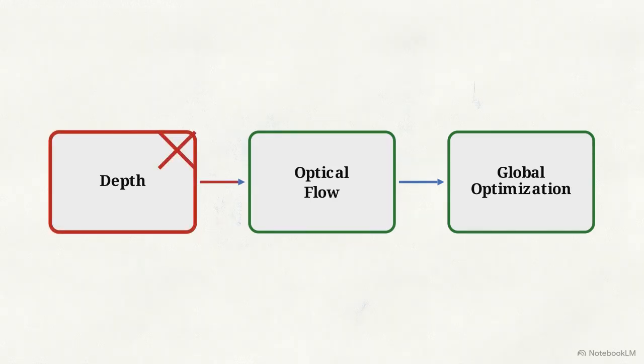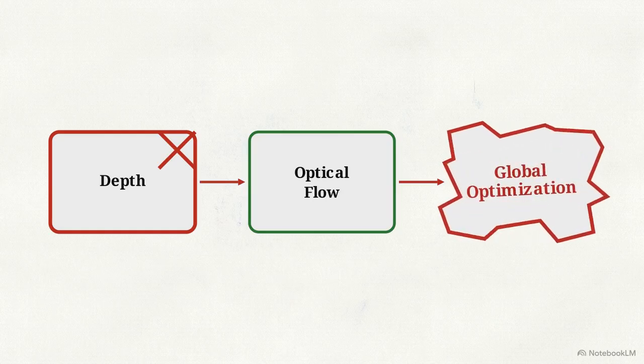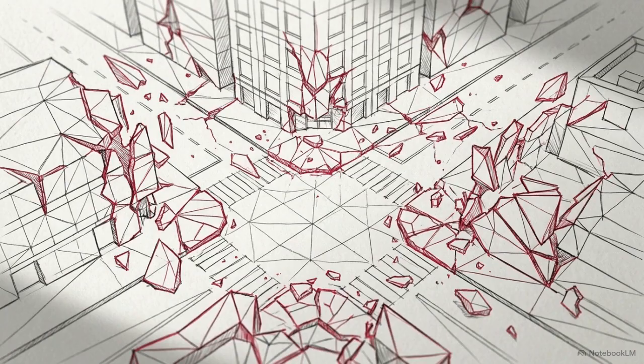But it's vulnerable. If depth estimation stumbles, the error is inherited by optical flow. By final optimization, early inaccuracies compound, outputting distorted geometry. Because these traditional multi-stage pipelines attempt to build explicit motion models on top of fragile geometric foundations, they are brittle.